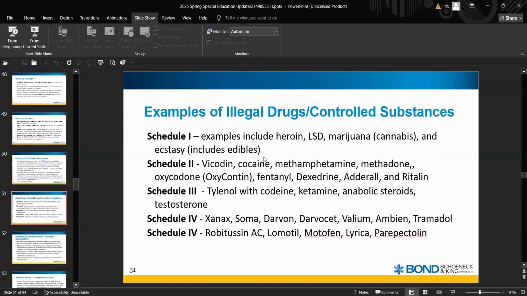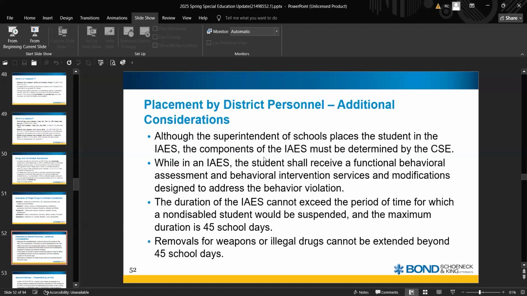So here are some of the examples. Marijuana, in most cases, probably we're talking about that kind of drug, and that includes edibles, by the way. And these are some of the other less common ones, but I just threw these in here so you can be on the lookout for Robitussin AC, which I never heard of until today. So that covers the first pathway.